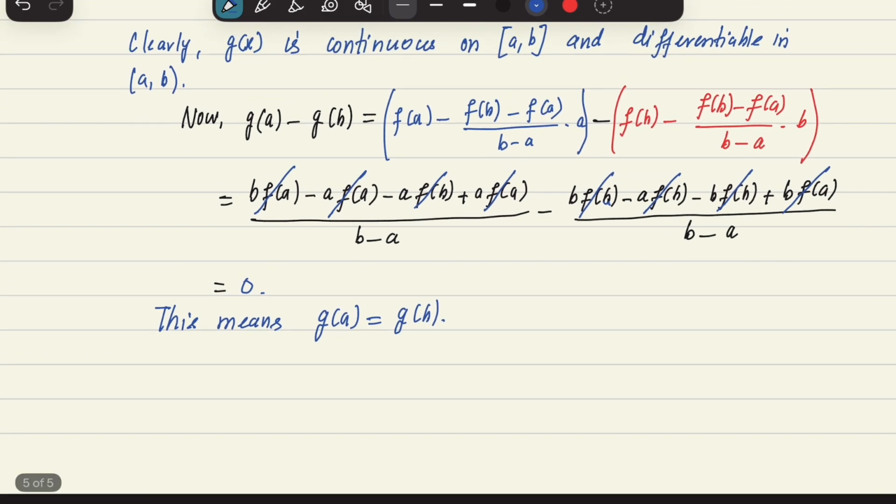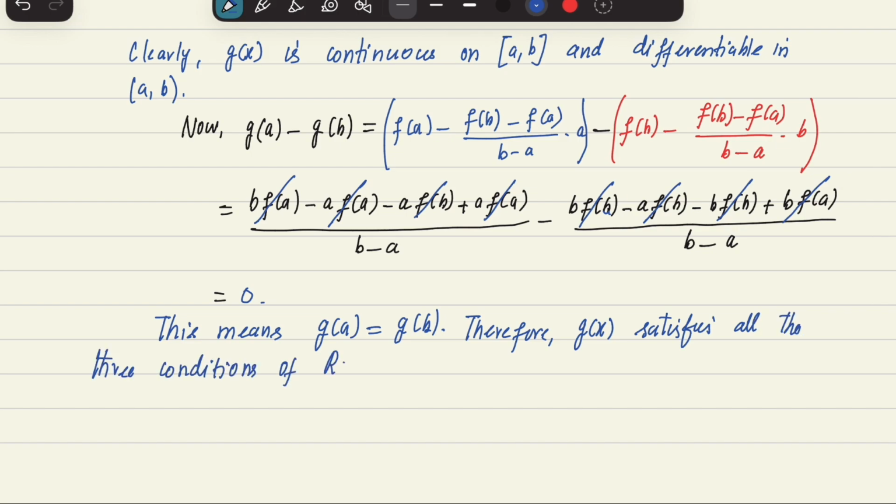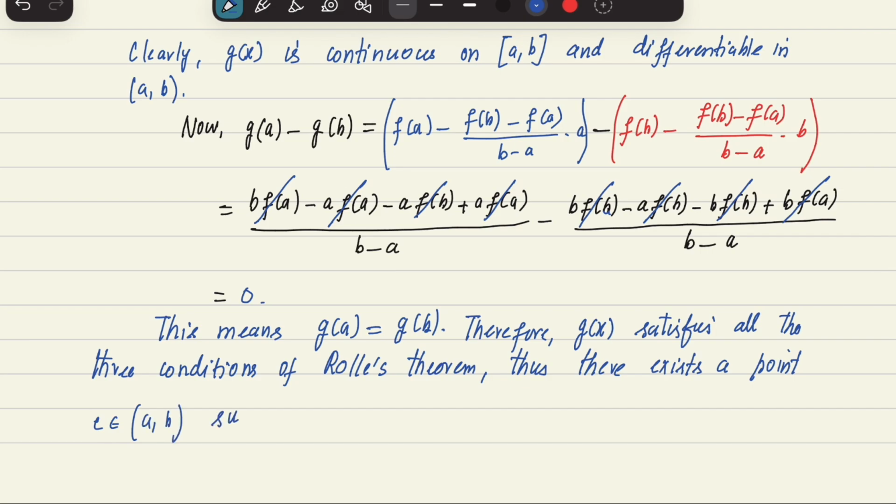So therefore the function g(x) actually satisfies all the three conditions of Rolle's theorem. Therefore, thus there exists a point c belonging to the open interval (a, b) such that g'(c) is equal to 0.